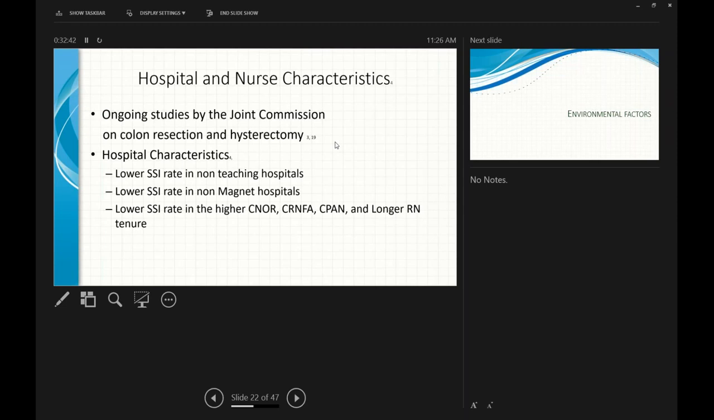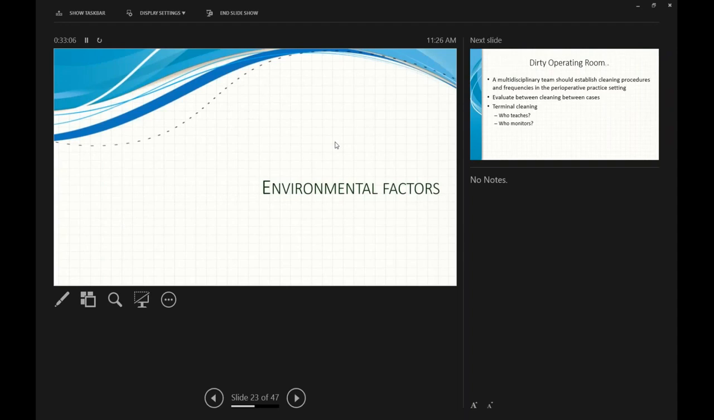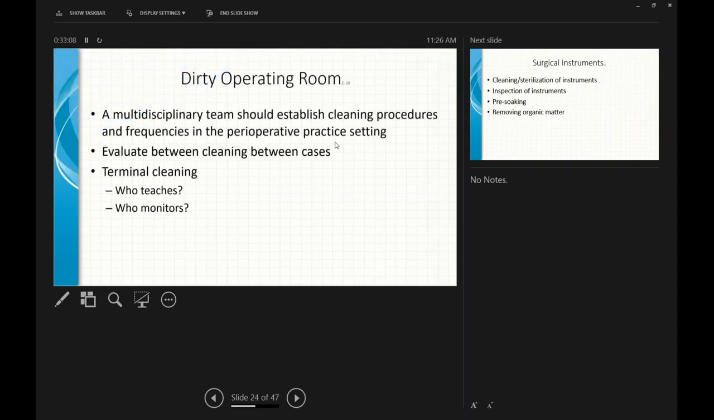And there is a lower SSI rate with a higher number of employees who are CNORs, CRNFAs, CSPDs, and longer RN tenure. And this is, I think, the result they were looking for to justify certification, but it's interesting what is coming out of these studies. Then we have environmental factors.